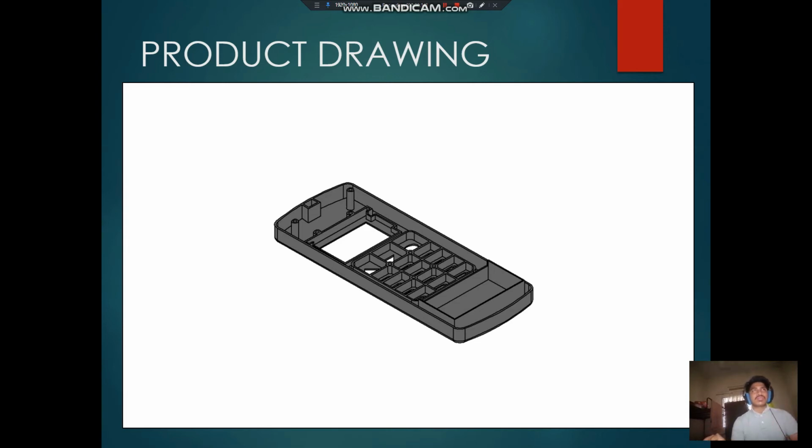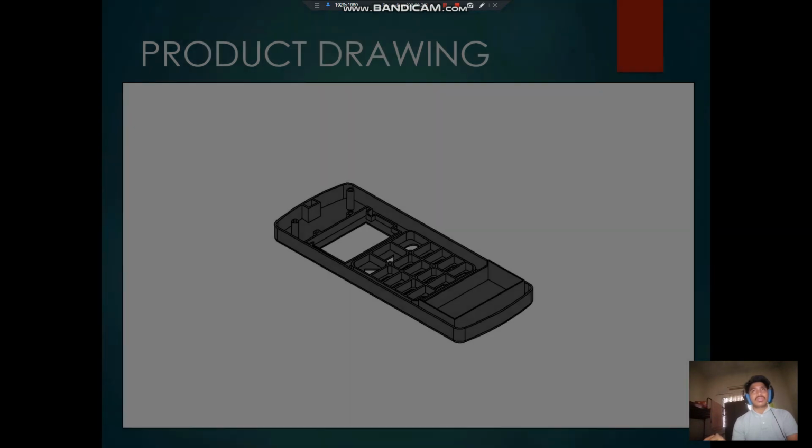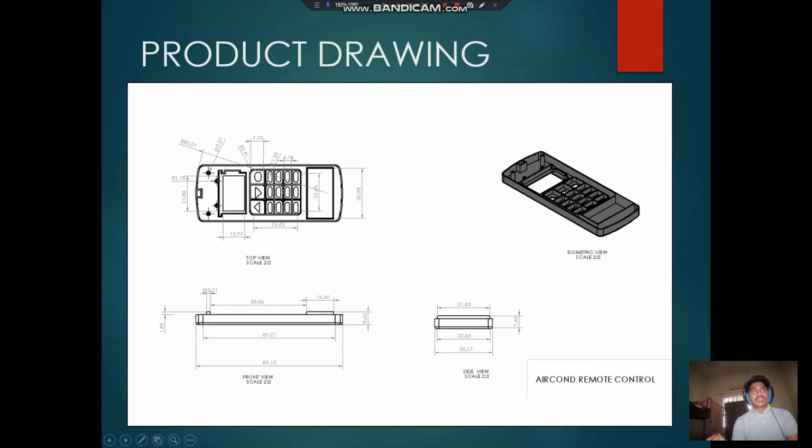My part is to explain about the drawing. This is a product drawing from isometric view for the universal Aircond remote control. This is the product drawing. I have top view, front view, and side view. The length of this product is 89.13 millimeter, and the width is 30.998, and the thickness is 7.4 for this universal Aircond remote control.